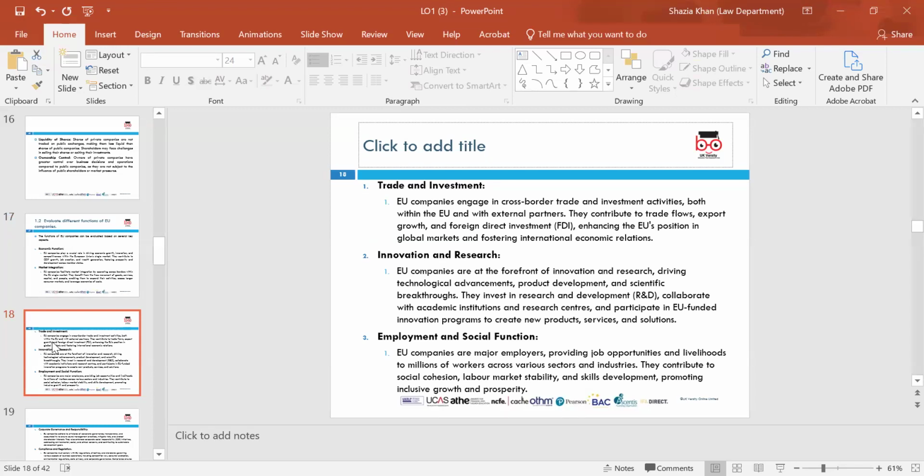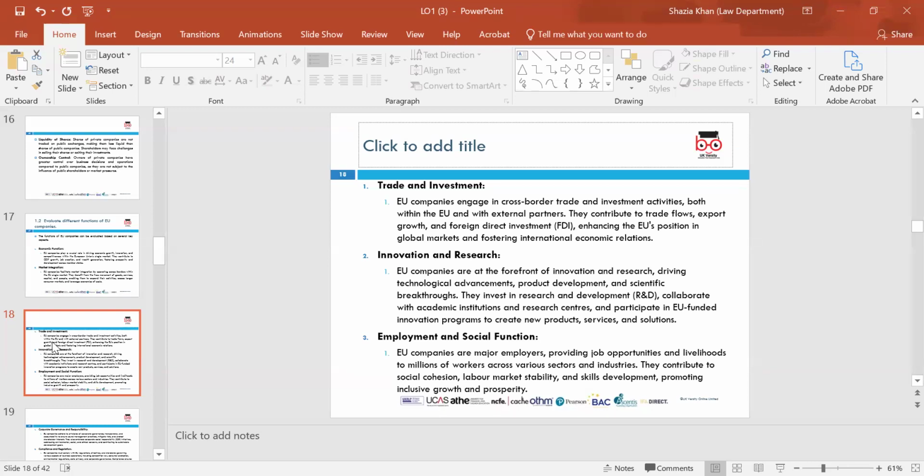Another function is innovation and research, which is EU companies are at the forefront of innovation and research, driving technological advancements, product development, and scientific breakthroughs. They invest in research and development, R&D, collaborate with academic institutions and research centres, and participate in EU-funded innovation programmes to create new products, services, and solutions.